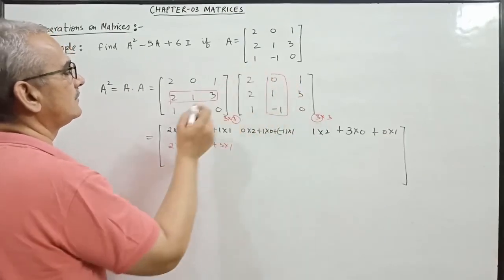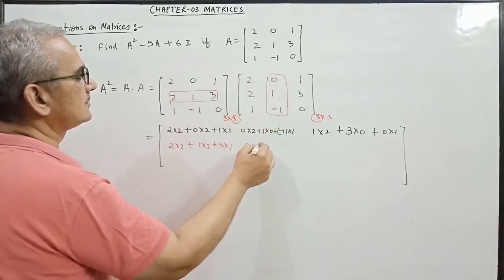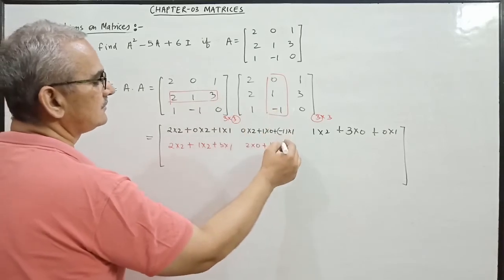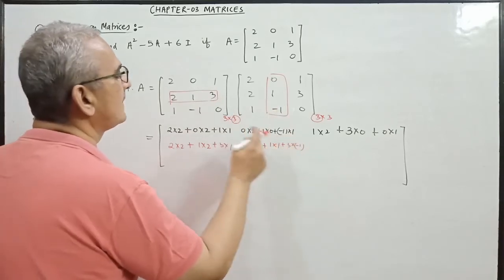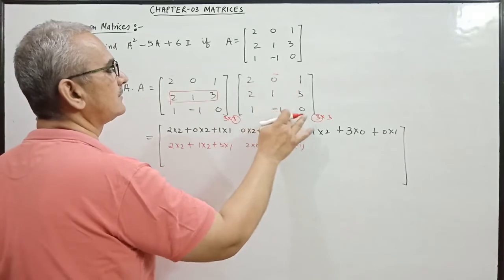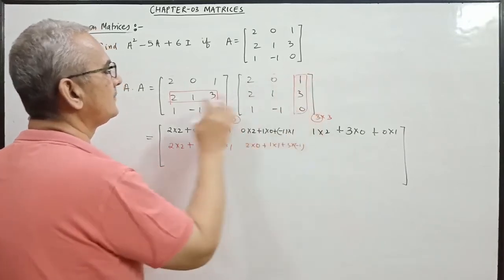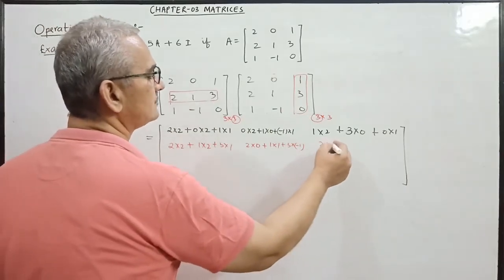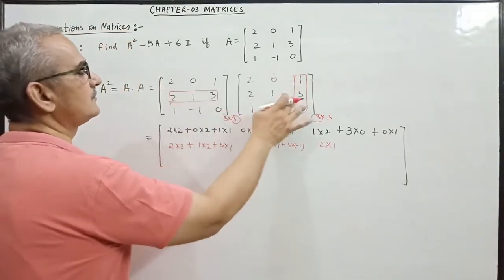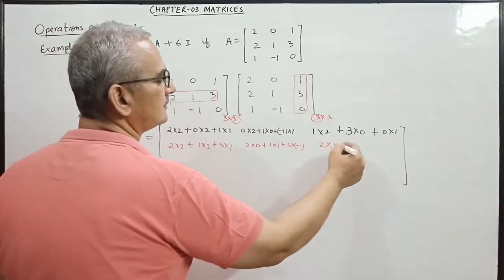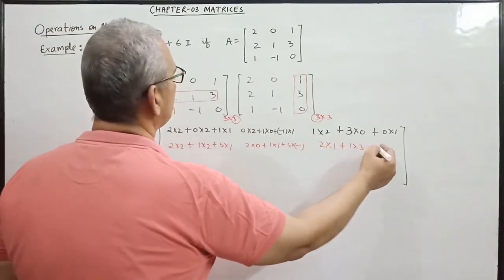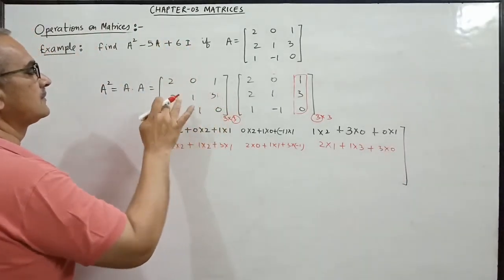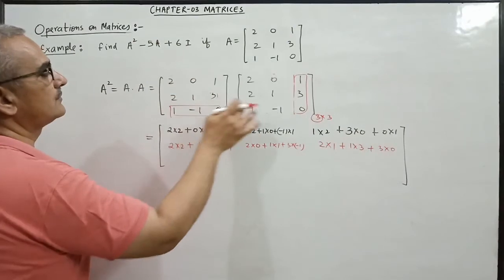Then we will take the second column: 2 multiplied by 0 plus 1 multiplied by 1, 3 multiplied by minus 1. Then we will take the third column and multiply this into the third column. In the third column you have 2 into 1, first to first, second to second, third to third, 1 into 3, and then 3 into 0. Similarly, we will do the same with the third row, first column.